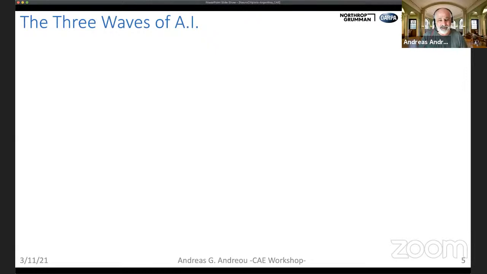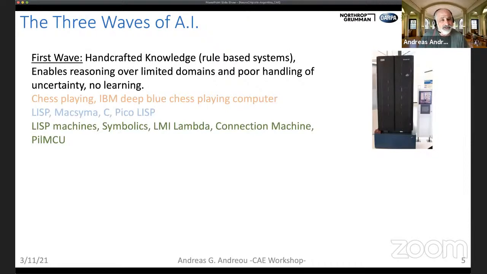So let's look now at AI and the three waves of AI. I'll give you a little bit of a history of where we are and where we came from. The first wave of AI was in the 80s, basically using handcrafted knowledge and rule-based systems. This enabled reasoning over limited domains, with poor handling of uncertainty and no learning. And perhaps the best known example of AI at that time was a chess playing machine, the IBM Deep Blue chess playing computer that you can see on the right side.